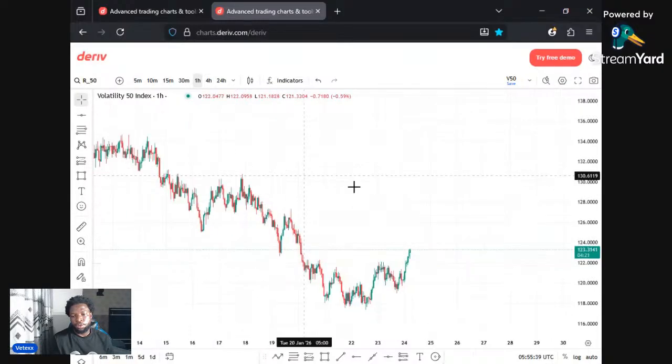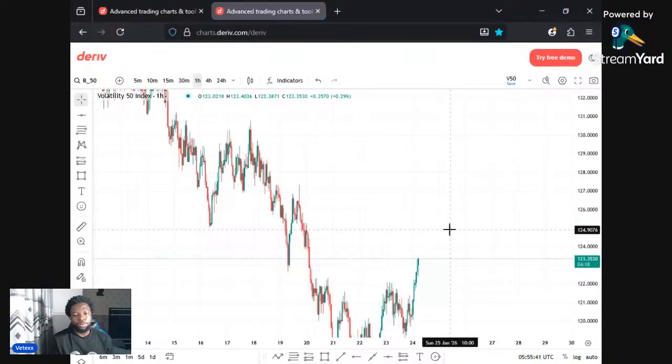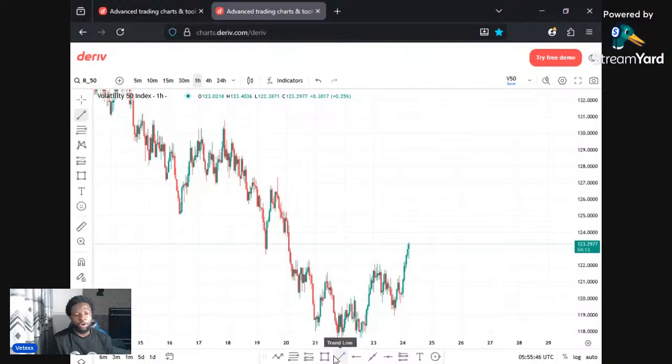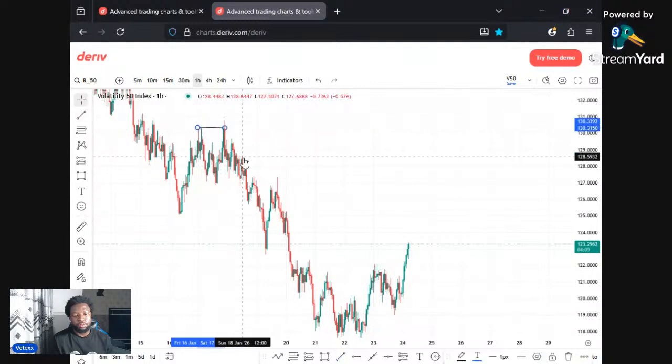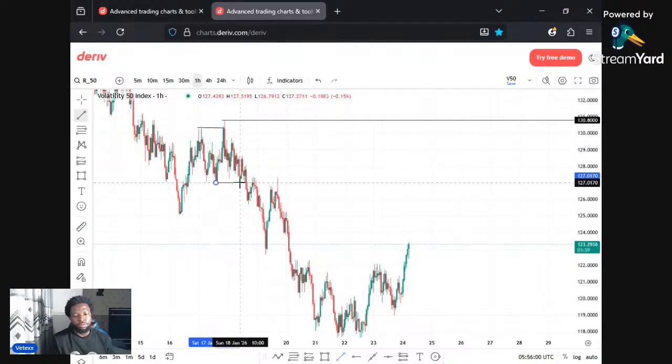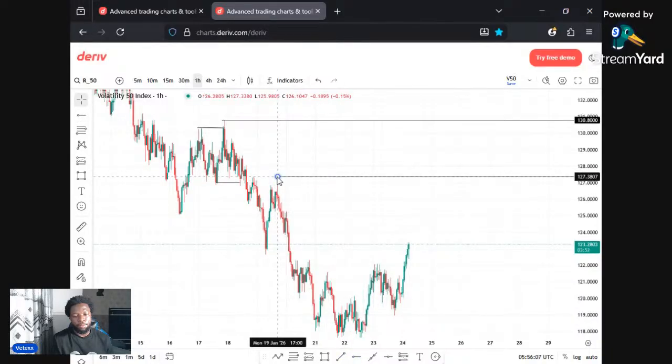So on the 1-hour time frame, we are eagerly expecting this. We have been expecting this for the past how many days, so it's finally coming back. We have our first rule here, sweep of liquidity. We have our protected high. We have our first break of structure, which is this. We have our structural liquidity, which is this zone here. And then we have our second break of structure, which is this zone.